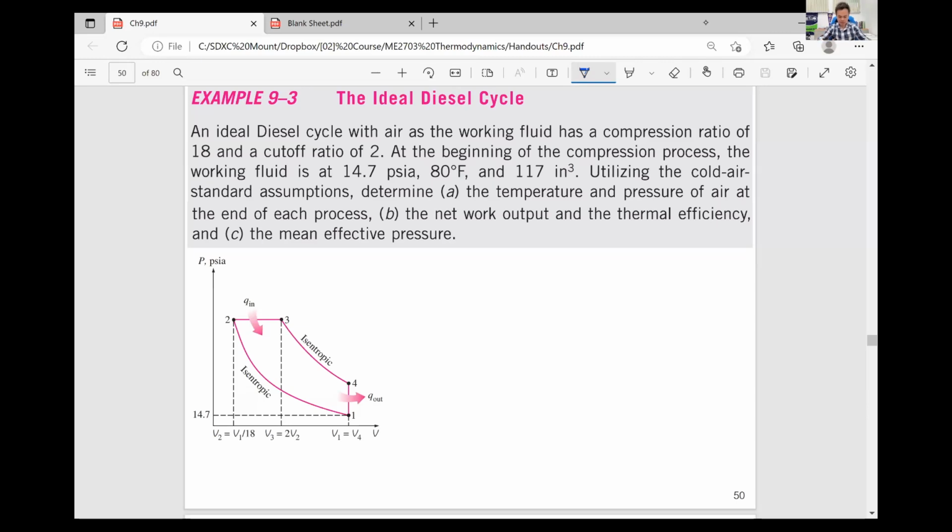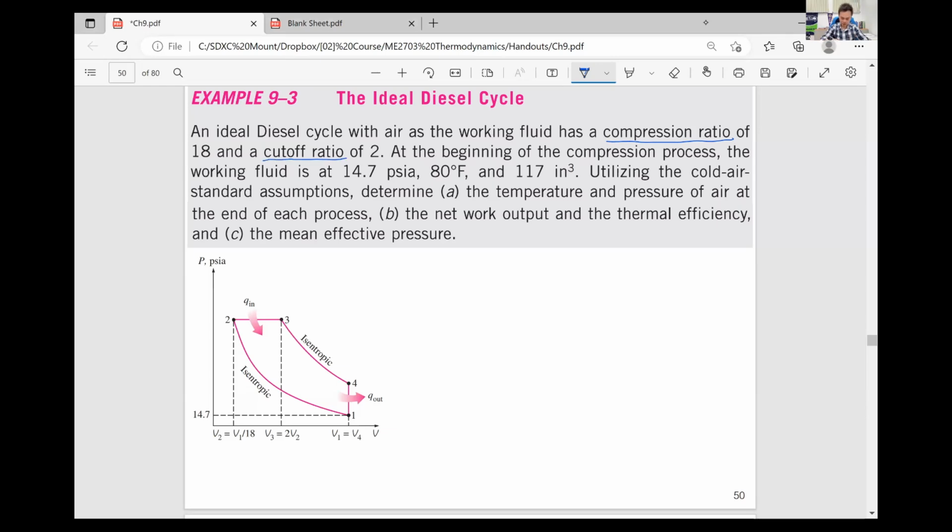Now look at this example. Let's say an ideal diesel cycle with air as a working fluid has a compression ratio of 18 and a cutoff ratio of 2. All right, so first you need to know what is compression ratio, what is cutoff ratio.